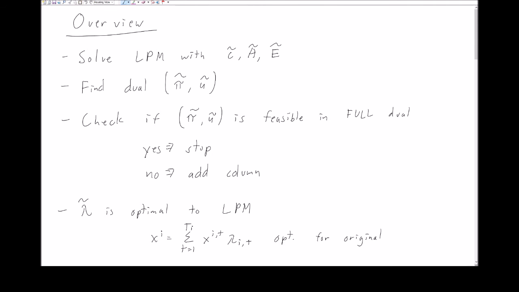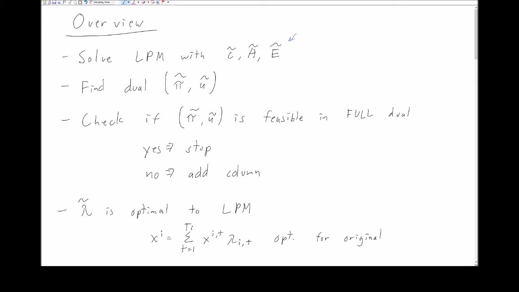We also saw that we can look at the dual problem. It was critical that in our master problem, we were looking at a linear program, so that the linear program optimal is equal to the dual optimal. We also saw that we could solve the linear program master problem on a restricted set of columns. We denoted this restricted set of columns by C tilde, A tilde, and E tilde.